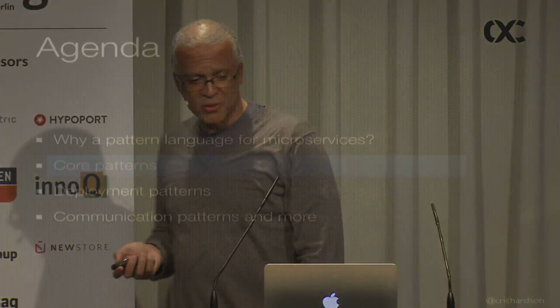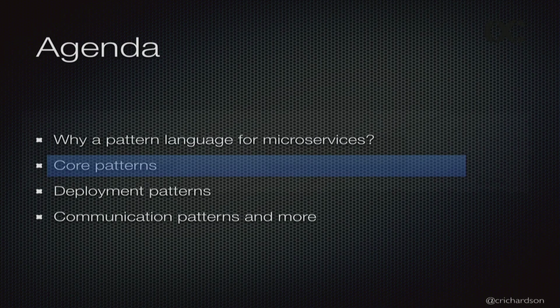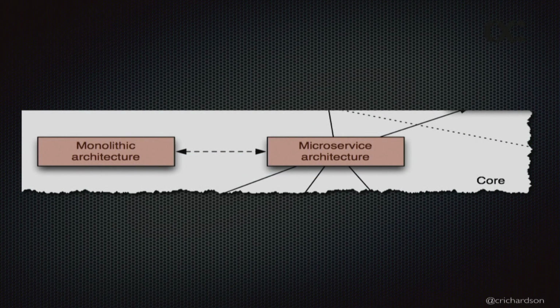So that's the big picture notion of the pattern language. I now want to spend some time talking about the core patterns, namely monolithic architecture versus microservice architecture. In other words, why are we here today?